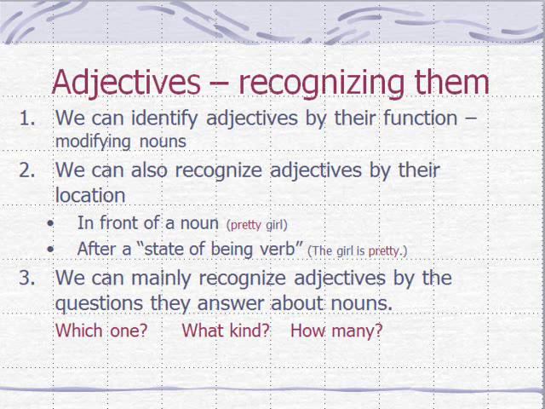And I've got two examples here. Pretty girl, the girl is pretty. The primary way we recognize adjectives is through the questions they answer. Which one, what kind, how many.